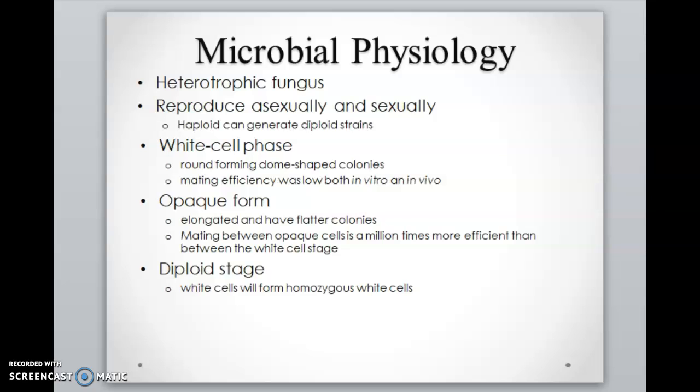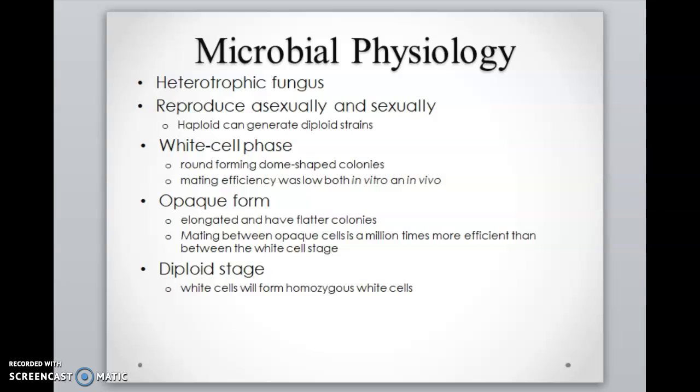Microbial physiology. Candida albicans is a heterotrophic fungus. It reproduces asexually and sexually. Isolated haploids of Candida albicans can mate together to generate diploid strains. During the white cell phase, the organism is round, forming dome-shaped colonies. Mating during this phase had low efficiency rates in vitro and in vivo.